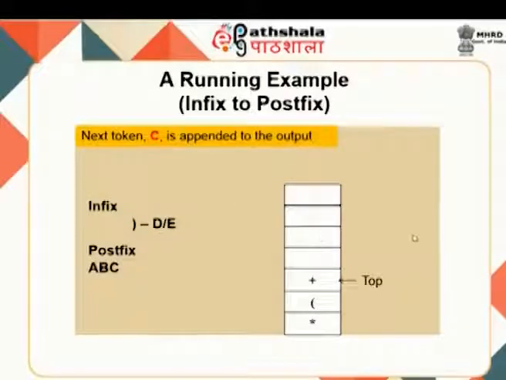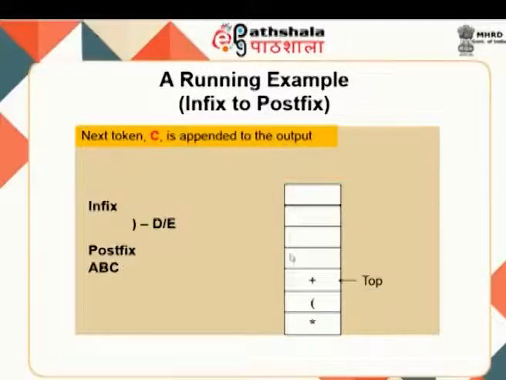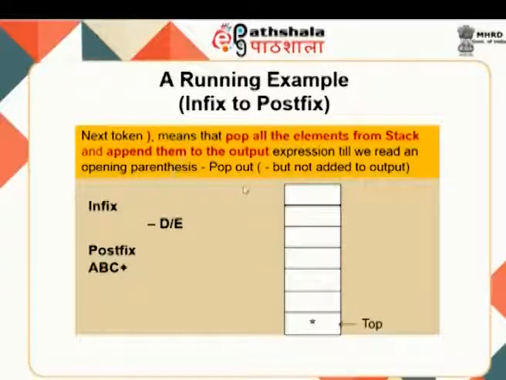Next, what you see is a close parenthesis. Close parenthesis means that you pop all the elements in the stack till you reach the open parenthesis. Just remove the open parenthesis, but do not append it. So, you pop out the plus, that is all. The open parenthesis is not appended. Now, you have minus D slash E.